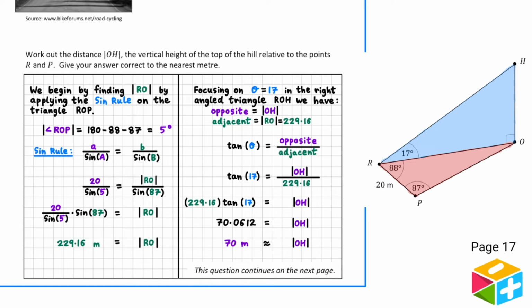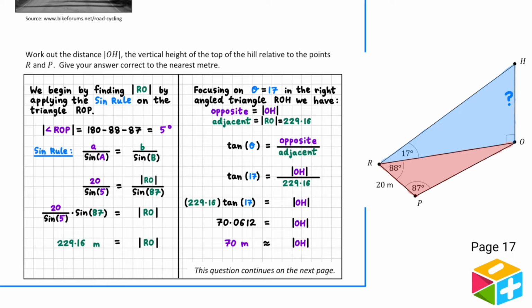There's 2 triangles in our picture, ROH, which I've coloured in blue, and RPO, which I've coloured in red. The side that we're trying to find, OH, appears in the blue triangle. Unfortunately, we don't know much about this triangle. All we have is 2 angles, and we don't know any of the side lengths. In contrast, we know a bit more in the red triangle. Here, we have 2 angles and 1 side.